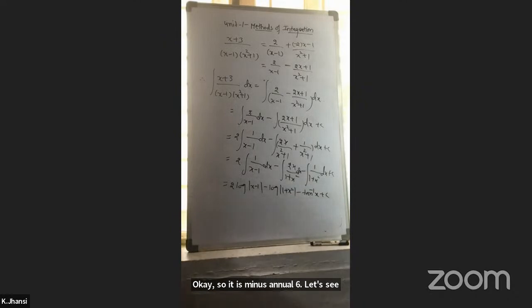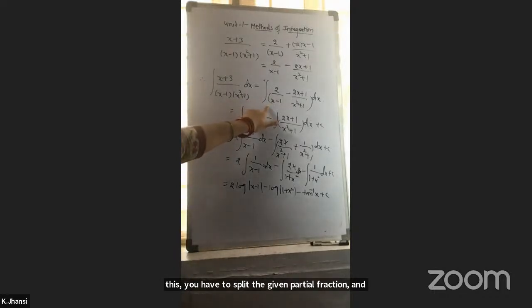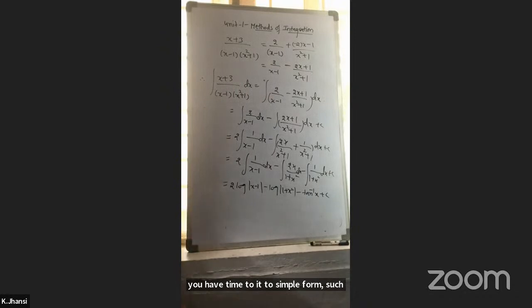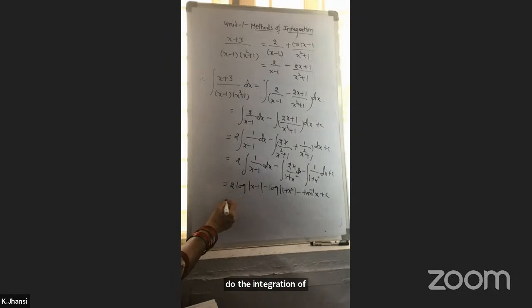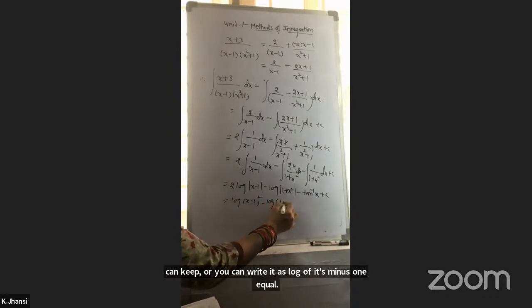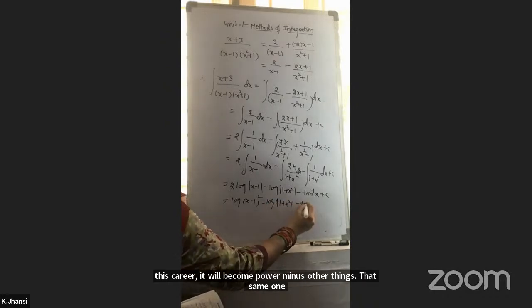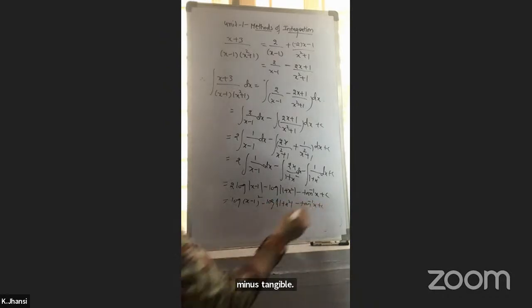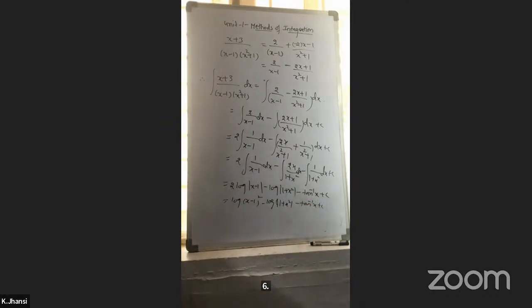Okay. So like this, you have to split the given partial fraction and convert it to a simple form such that you can do the integration of that. Okay. So like this only you can keep it, or you can write it as log of x minus 1 to the power 2, minus log of 1 plus x square, minus tan inverse x plus c. Okay. So this type of problems we get for the 10 marks question.